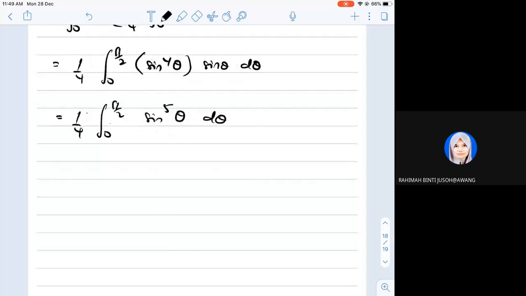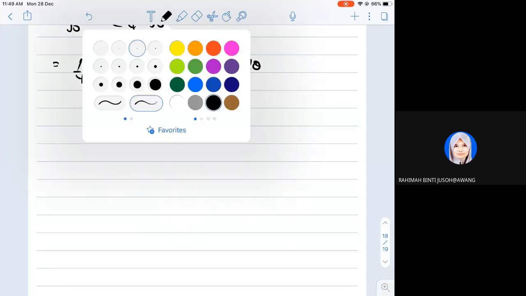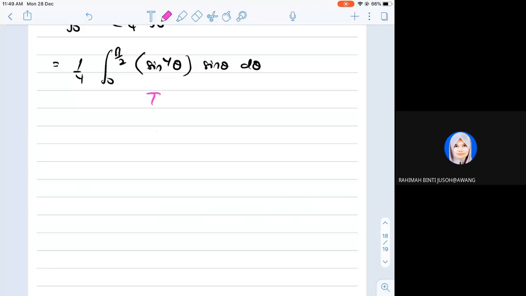So what now? Okay, I got the idea. You can leave your answer like this. No need for you to expand this. Okay. We can let u equal to... again, yes, we can use this trigonometric identity. Sin squared theta plus cos squared theta equals 1. So sin squared theta is equal to 1 minus cos squared theta.